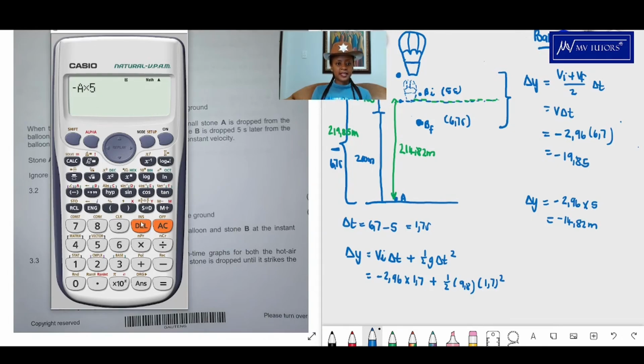So we know that the time was 6,7 minus 5. That's how we got the 1,7. And then plus half times 9,8 times 1,7 squared, and we have 9,1 exactly. So 9,10 meters. On our sketch, where is 9,1? Remember, downwards is positive, so 9,1 is over here. Let me use a different color, let us use black. So this distance over here is 9,1 meters.